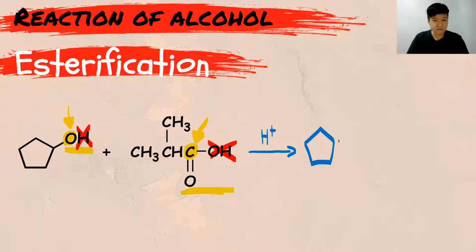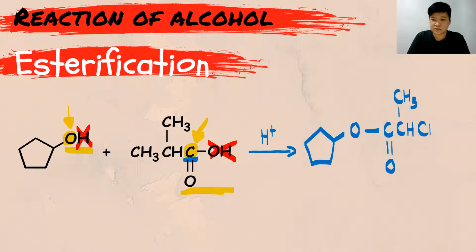Everything remains the same except your O loses the H, and this O shall be bonded to the carbon that loses the OH. So the carbon holding the double bond O, this carbon holding CH, CH3, CH3. And the byproduct over here, H2O. And the new bond that you form is between this oxygen and this carbon. This is the new bond that you form in your esterification.